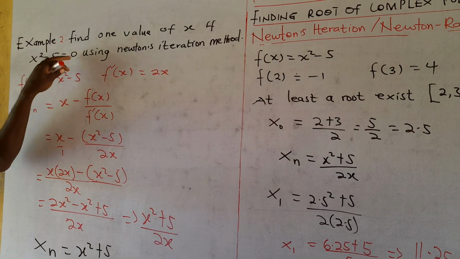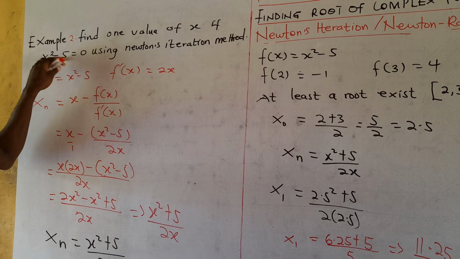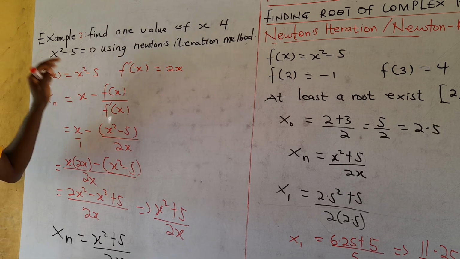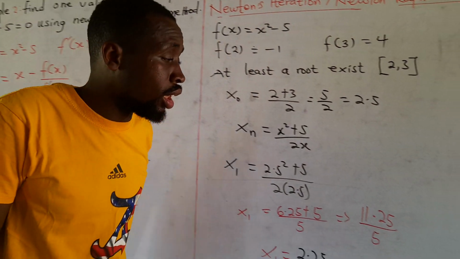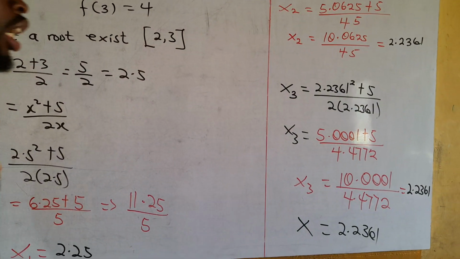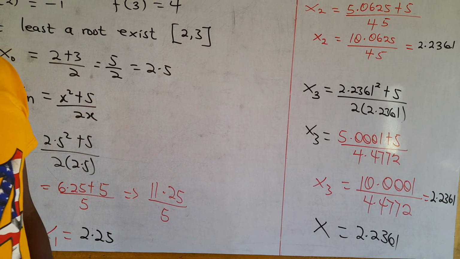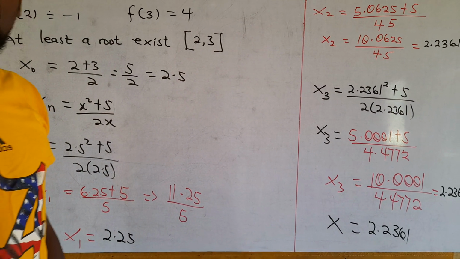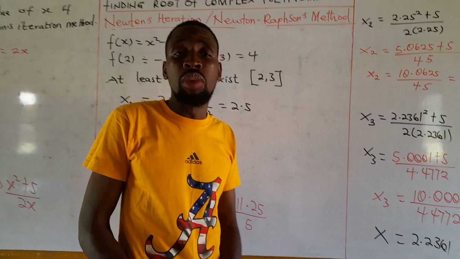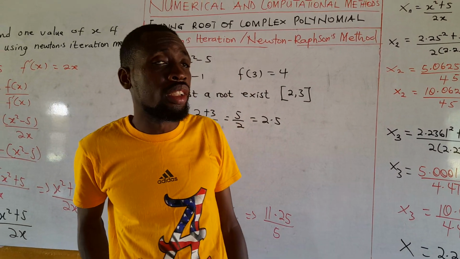Look at it. Remember, we have x squared minus 5 equals 0. That means x squared is equal to 5. When we find the square root of 5, you get that value, 2.2361, as your answer. So this is all about the Newton-Raphson method. We saw one more example on this.